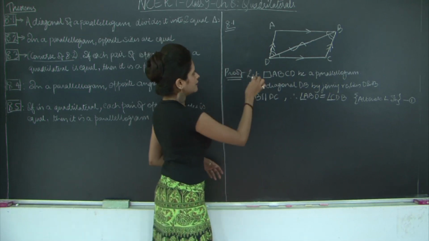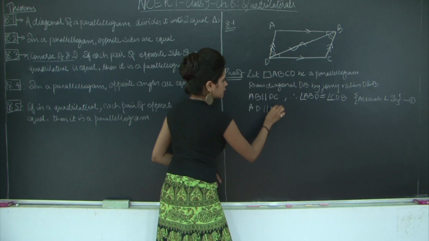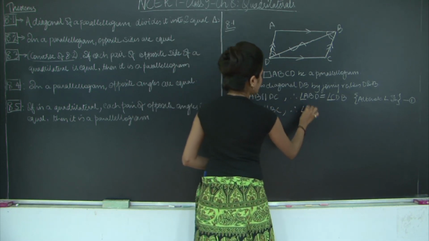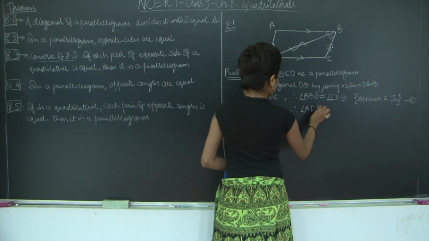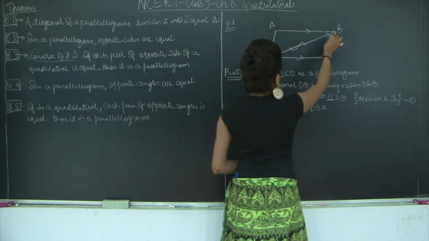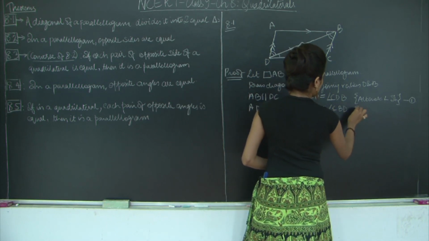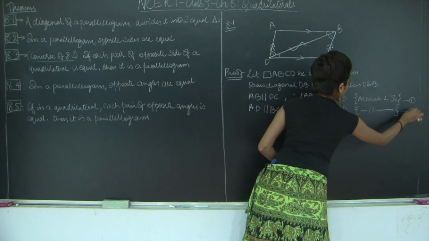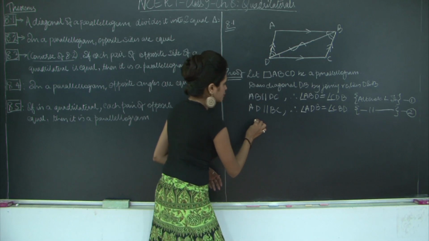Similarly, I have AD parallel to BC. Therefore, which two angles are equal to each other? I have angle ADB equal to angle CBD. Again the same thing, that is alternate angle theorem. I'll mark this as 2. So now I'm going to take my two triangles and prove them congruent.